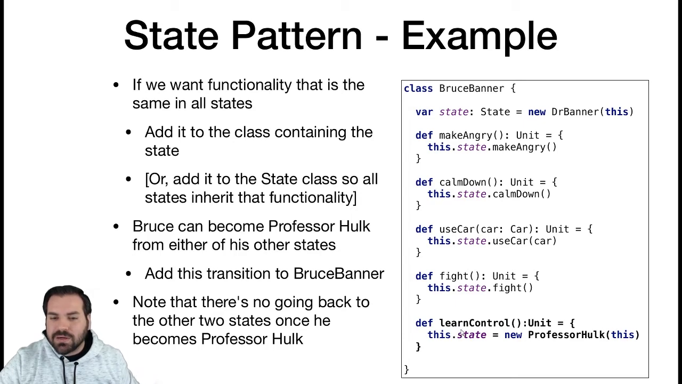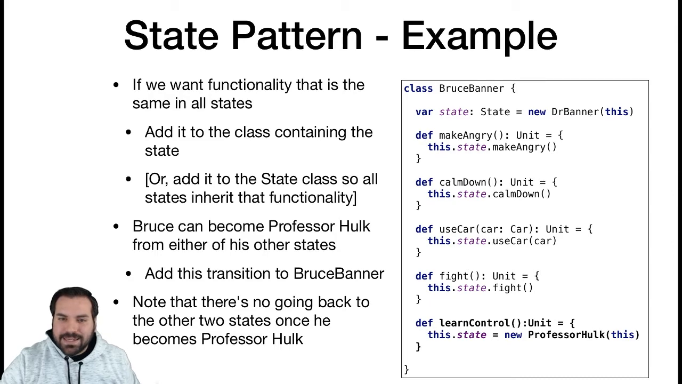I'm going to say this learn control method I'm going to add. No matter what state Bruce Banner is in, when he learns to control his anger, he's going to always transition to Professor Hulk. So I could add learn control and then do this dot state learn control and defer to the state, and then add to the state abstract class a learn control method and have each state determine what's going to happen when Bruce Banner learns to control himself.